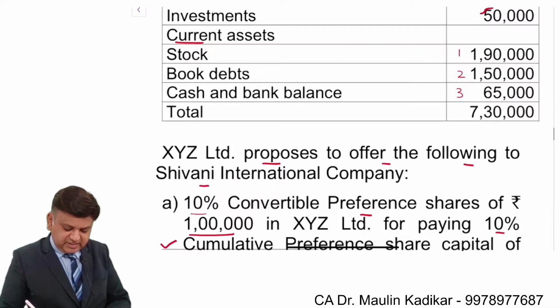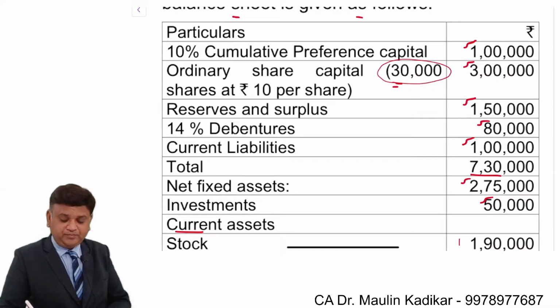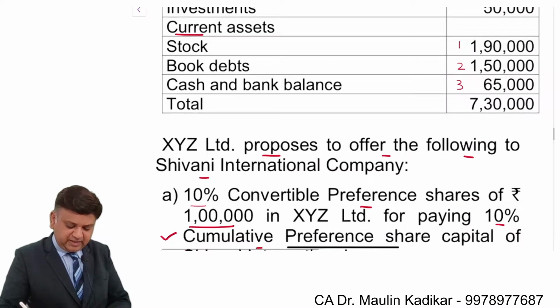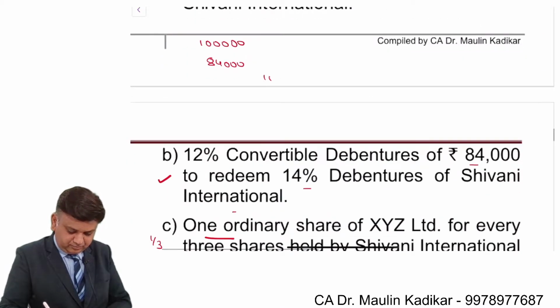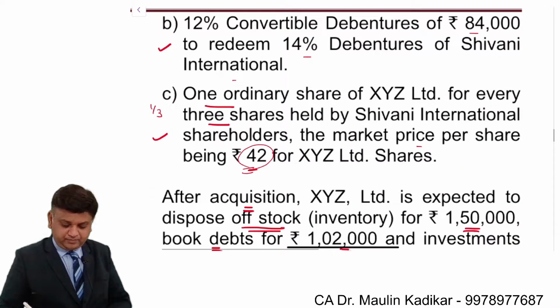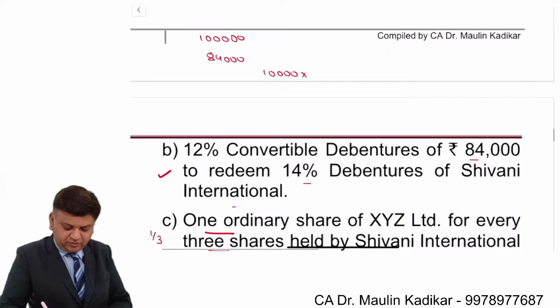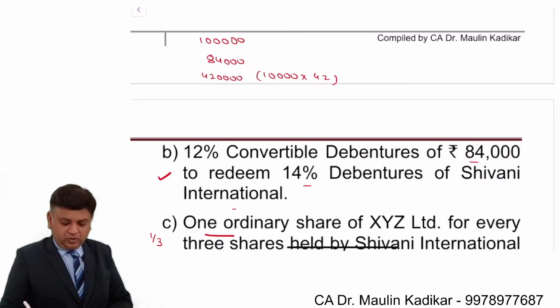Dear students, we can see that the number of shares of the target company is 30,000. So 30,000 into 1 by 3 comes to 10,000, into market price per share of rupees 42. So 10,000 into 42 comes to 4,20,000. Okay, so we understand that this is the cash outflow.